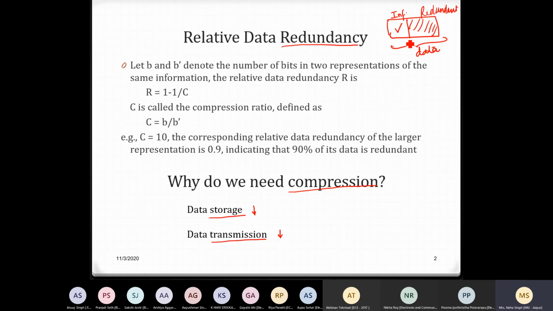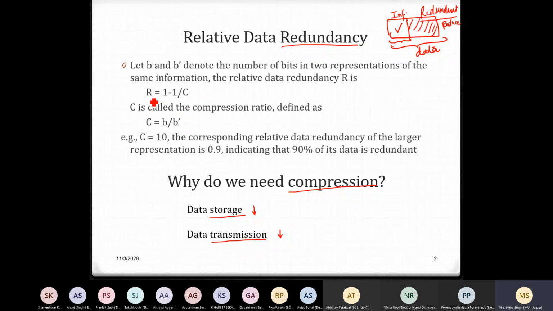So how to get the compression achieved? From this data, if I take this information part only and try to somehow suppress this redundant part, then I'll achieve compression so that the entire thing this big can be represented with only a small number of bits or small component, right? But this does not mean that I should cut the entire redundant thing, but my aim is to reduce this redundancy as much as possible, right?